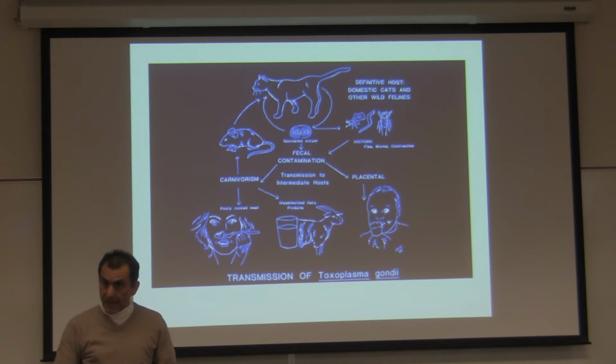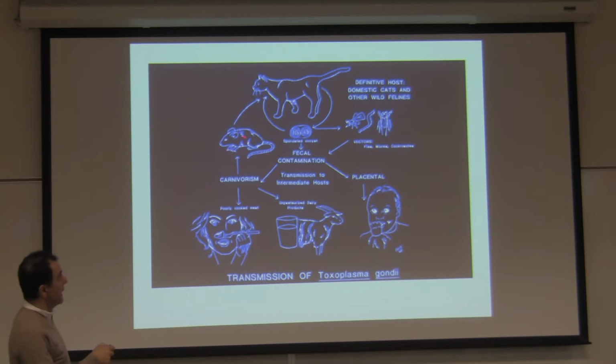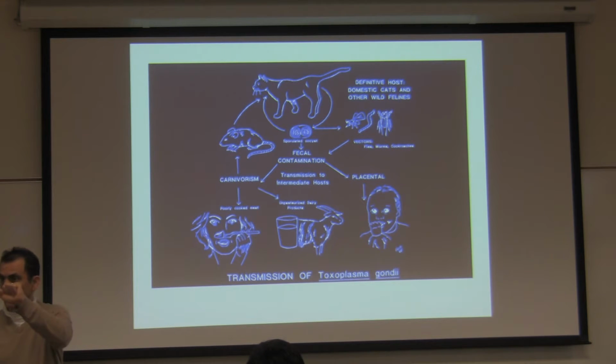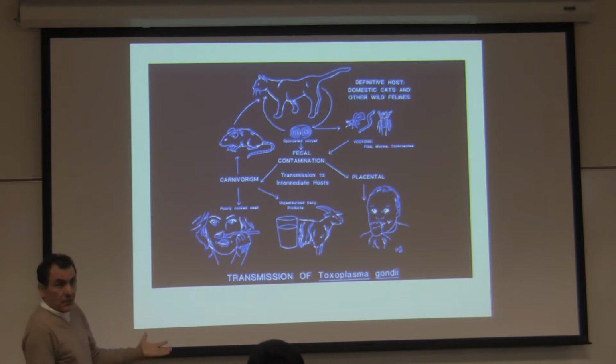Is that right? If the cat does not eat any rodents, that's the dead end. If it does not infect rodents and does not eat rodents, that's a dead end for the parasite. We talked about this a little bit before, right? Parasitism, commensalism, mutualism. So that's the way nature is dealing with it. So the life cycle of the parasite goes on.